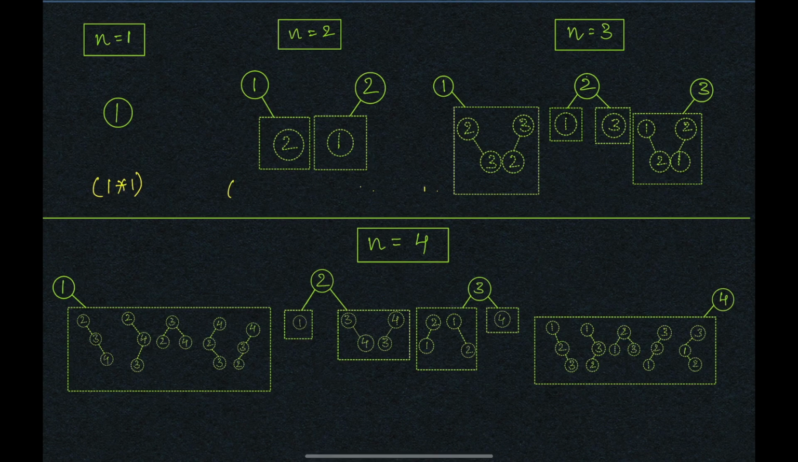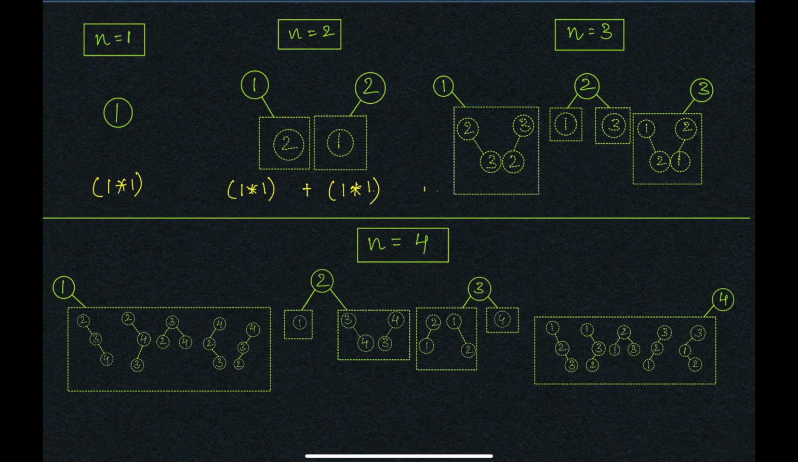So in this case it is going to be 1 into 1 plus, for the root node equal to 2, on the right subtree we don't have any nodes, and on the left subtree we only have one node. So it is also going to be 1 into 1. So it is going to be 2 for n equal to 2.